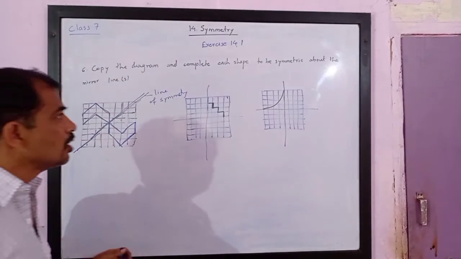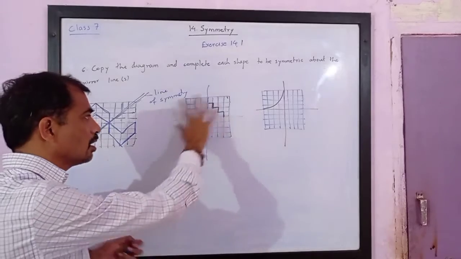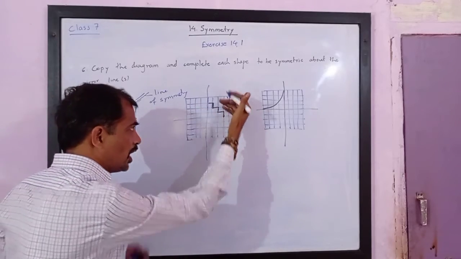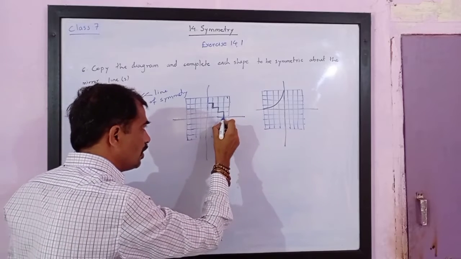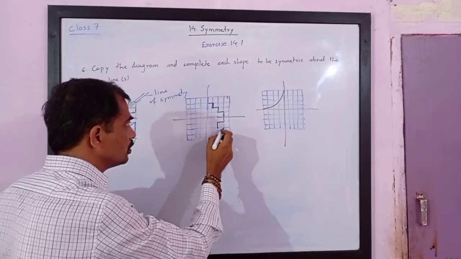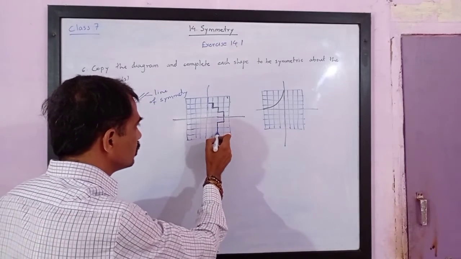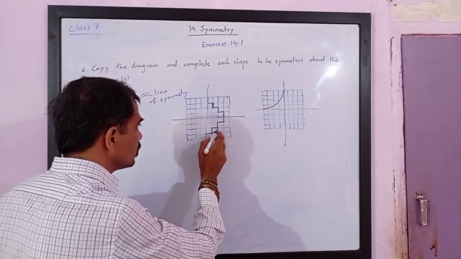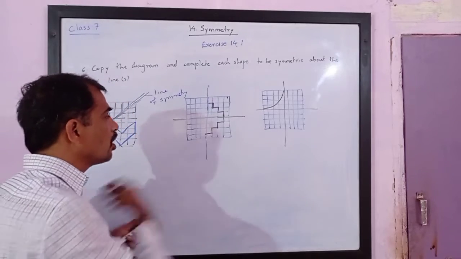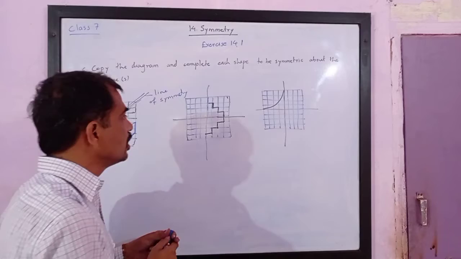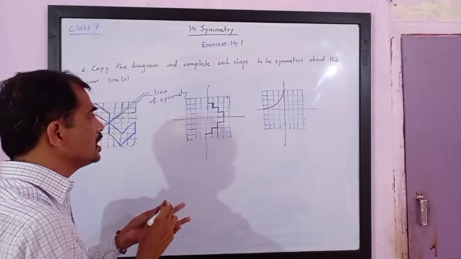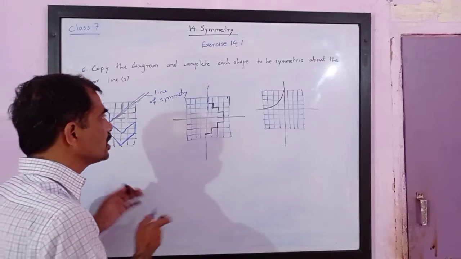Now in the second figure we are given a graphical representation, drawn on graph paper. If it is folded along this line, then we will get the figure something like this. If it is folded along the horizontal line, we will get the figure something like this. And when it is folded along the vertical axis, then we will get the figure something like this.